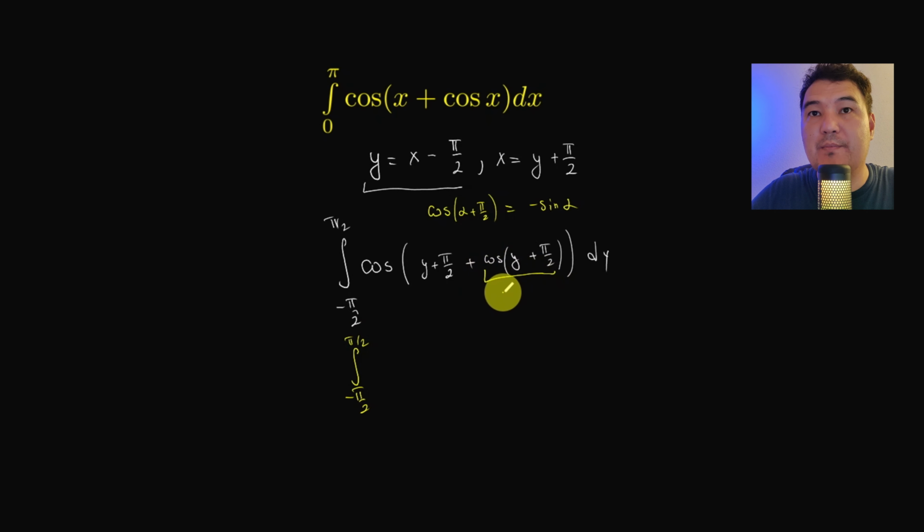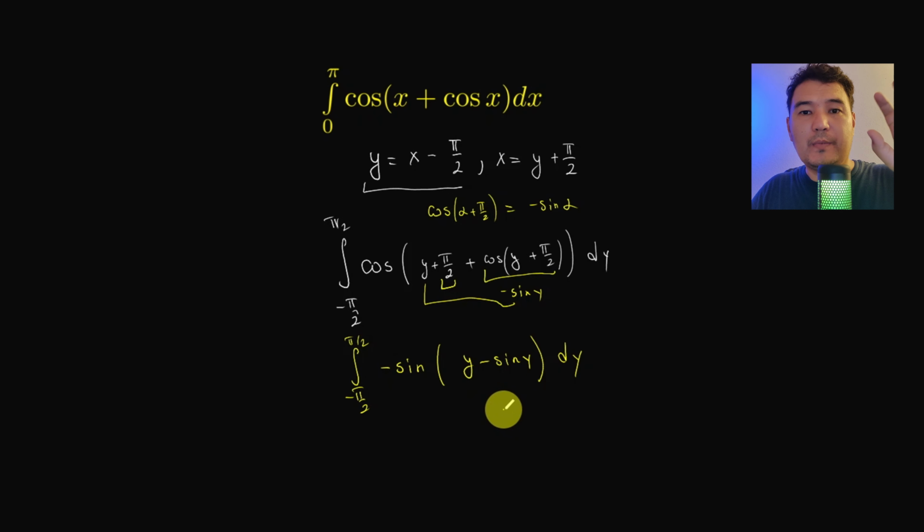So this has become negative sine y, right? Also note that this part also has pi over 2 one more time. So if you take this as pi over 2 and the rest too as this alpha in this formula, what you will get here is the reduced form, negative sine of y minus sine y dy. So this is the new form of my integral.